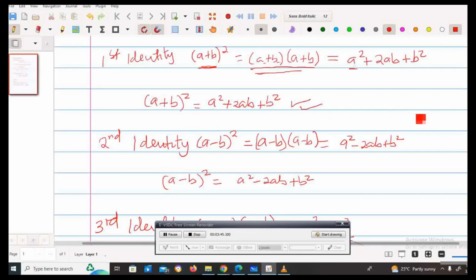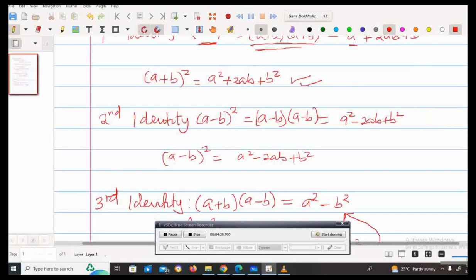Then we have our second quadratic identity, which is a minus b squared. It will be the same as a minus b into a minus b. This will give us a squared minus twice ab plus b squared. The difference between the first identity and this second identity is that the first is a plus b squared and the second is a minus b squared, and in the final expanded form, the sign after a squared is negative. That is the only difference: a squared minus twice ab plus b squared.